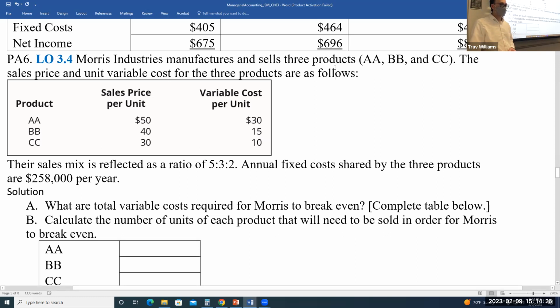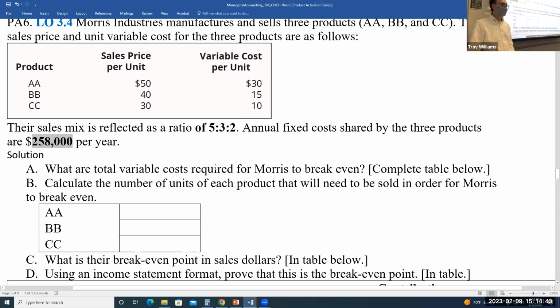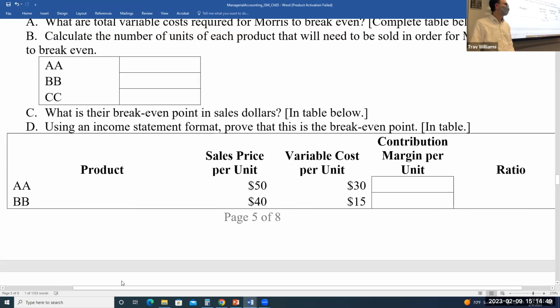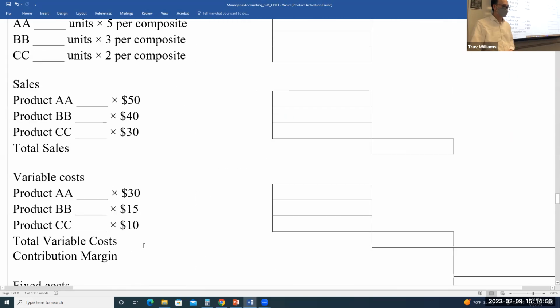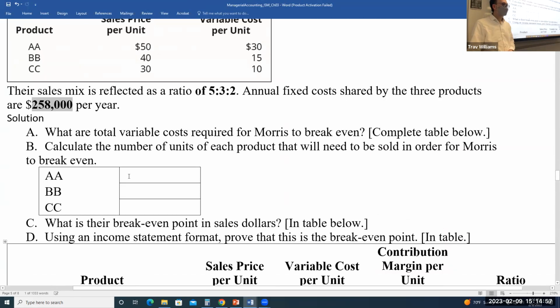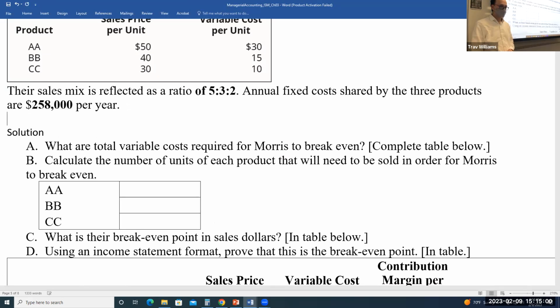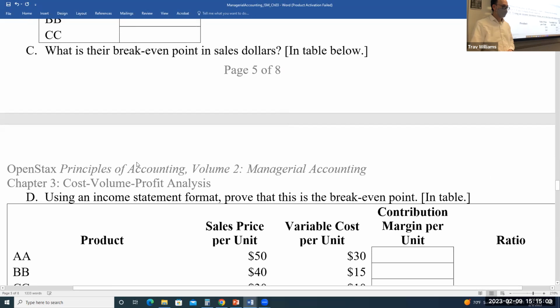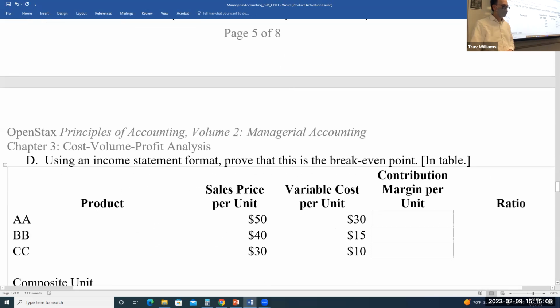All right, this company has 3 products, AA, BB, and CC. We got the data here. We have the ratio. And we have the fixed costs. Okay. So to solve part A, really A, B, and C, it's easiest if we just start with part D. Okay, so let's just do D first, and then we'll come in and we'll fill in the other ones. All right, let's move this down a little bit. Okay.